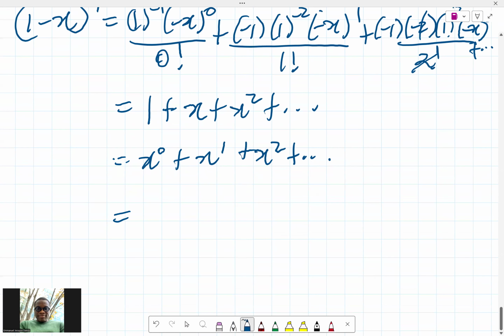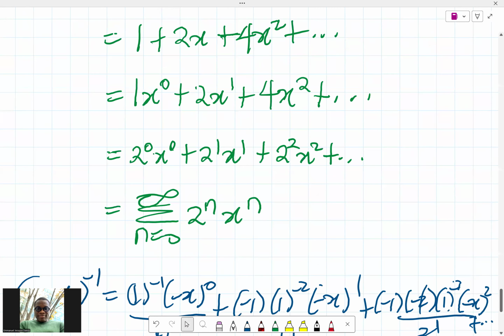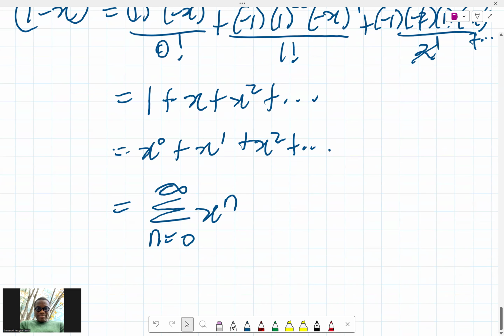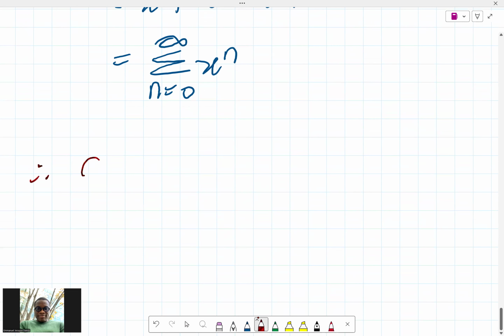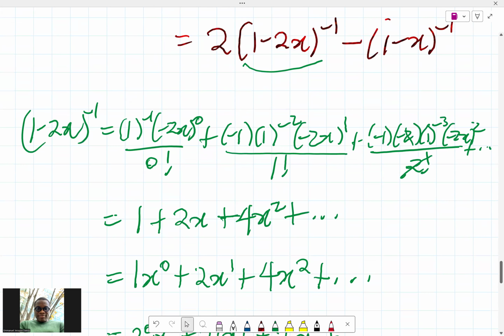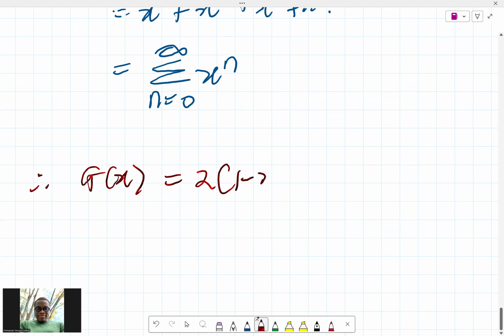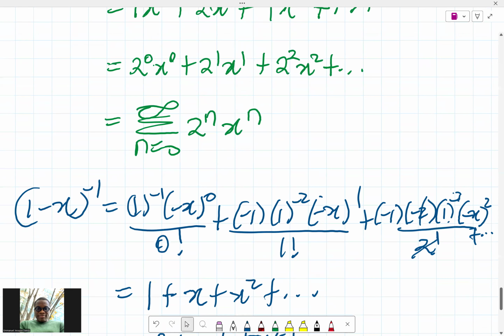So that means that we have that to be summation from n equals 0 to infinity of x raised power n. Basically, that's what we have for that. So in that case, we can go back to the original g of x. So we can now say, therefore, g of x, which is equal to 2 g of x, which is 2 into (1 minus 2x) raised power minus 1, minus (1 minus x) raised power minus 1, okay, that we had up there.